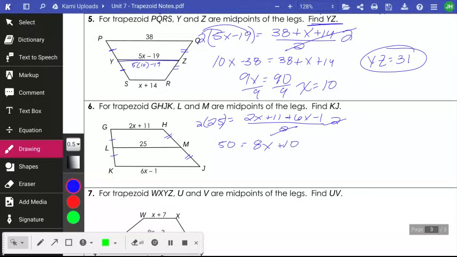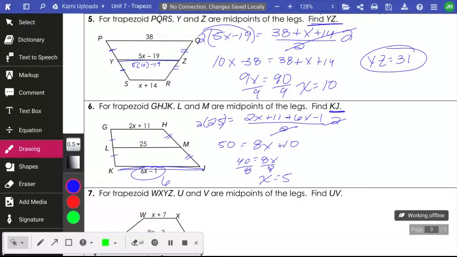All right, I'm going to minus 10 from both sides. So I get 40 is equal to 8x. And I'm going to divide both sides by 8 so that x is equal to 5. But I need to find KJ. And KJ is this segment here, which is 6x minus 1. So I'm going to do 6 times 5 minus 1, which is 30 minus 1. So KJ is equal to 29.